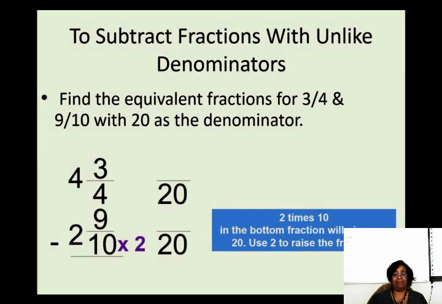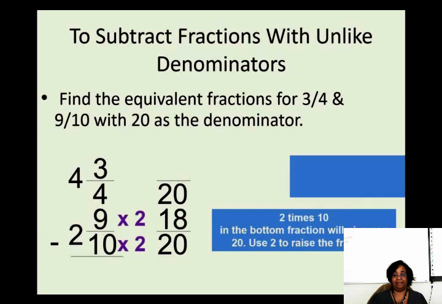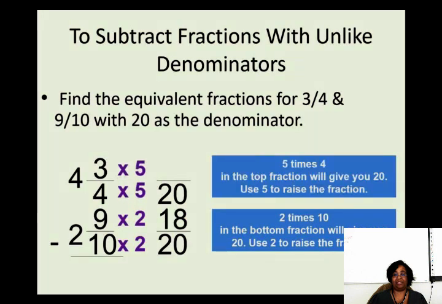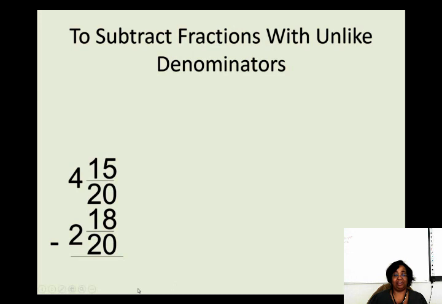On the bottom, I'll be multiplying by 2. On the top, I'll be multiplying by 5. So my two equivalent fractions are going to be 15 over 20 and 18 over 20. So let me go to the next page here. What's the first problem I have when I try to do this problem now that I've raised the fractions? Can I take 18 from 15?